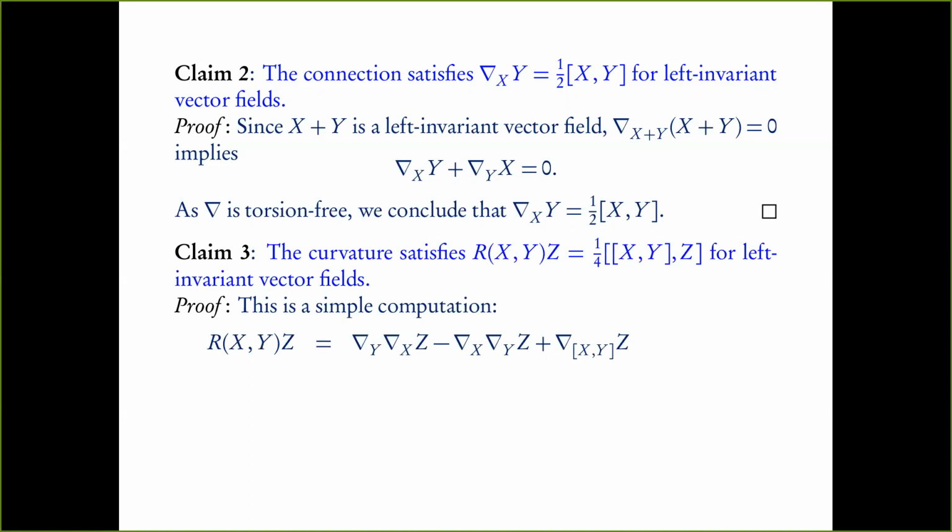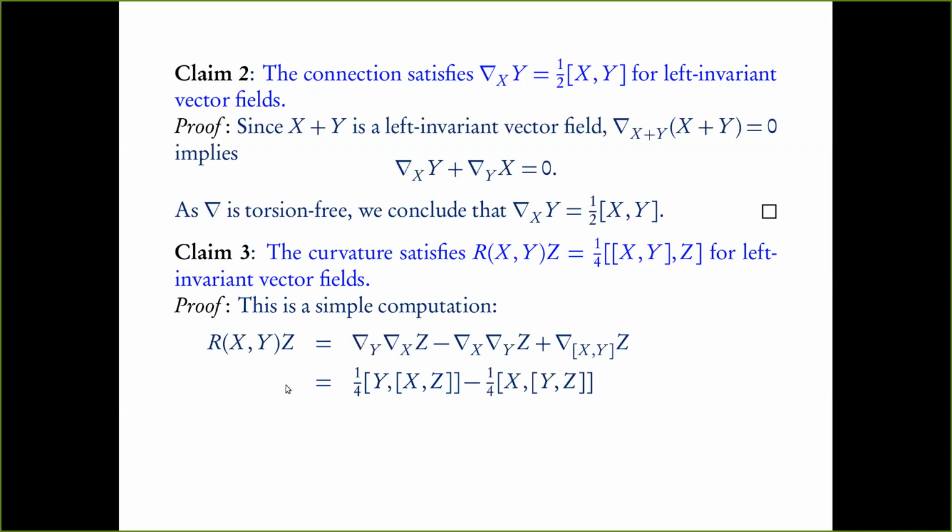Minus nabla_x nabla_y z plus nabla of the Lie bracket [x,y] of z. So let's put it in. What should happen in the first term? Well, it's nabla_y of half the Lie bracket [x,y], but that means it's half the Lie bracket [y,[x,z]], correct? Just by applying the formula from claim 2 twice.